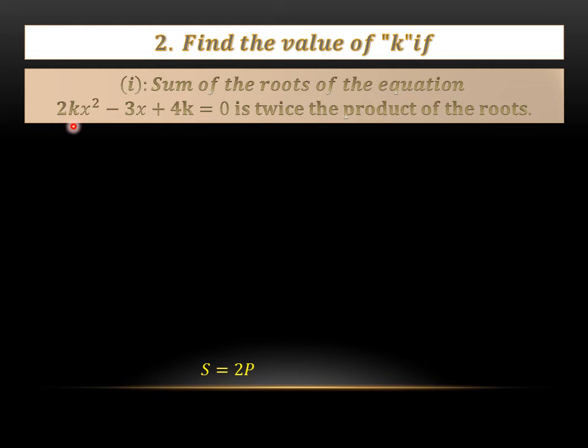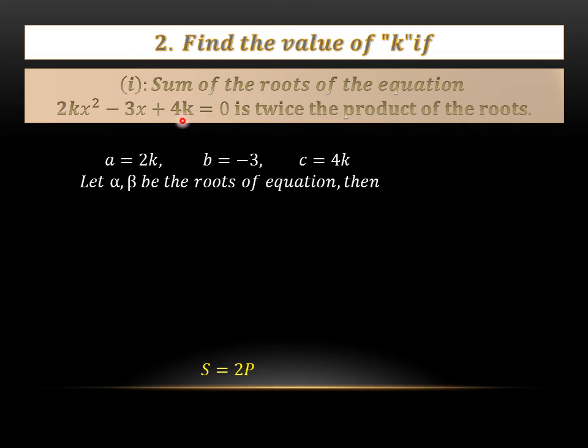So first of all, taking the equation, I will find the sum and product of the root. The coefficient with x square is 2k, so that will be a. The coefficient with x is minus 3, that will be b. And the constant term is 4k, which will denote c. Same solution as explained in the first lecture. A is equals to 2k, b is equals to minus 3, and c is equals to 4k.